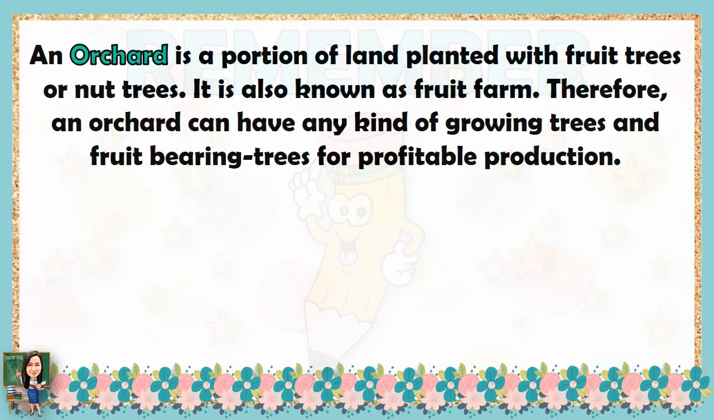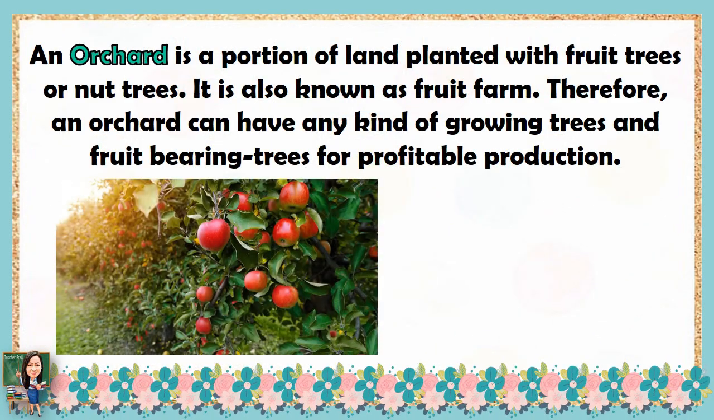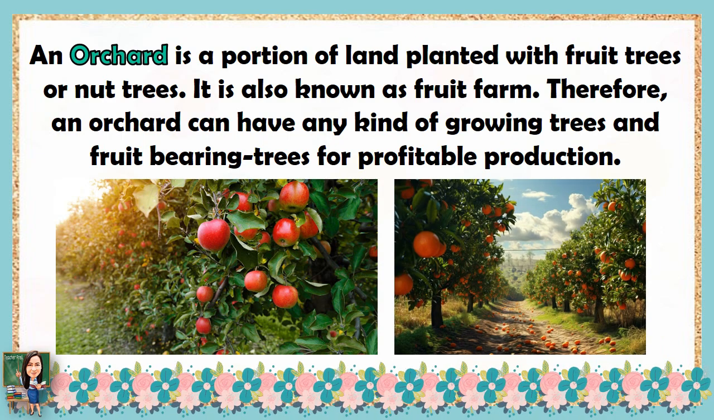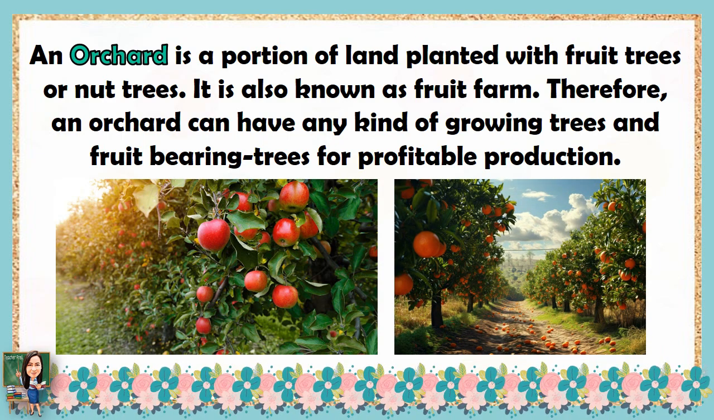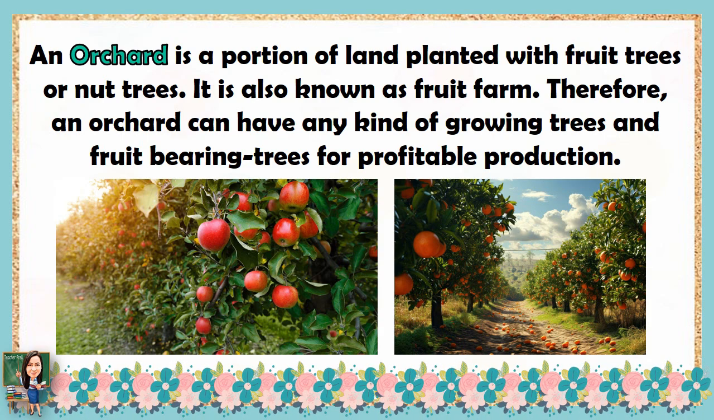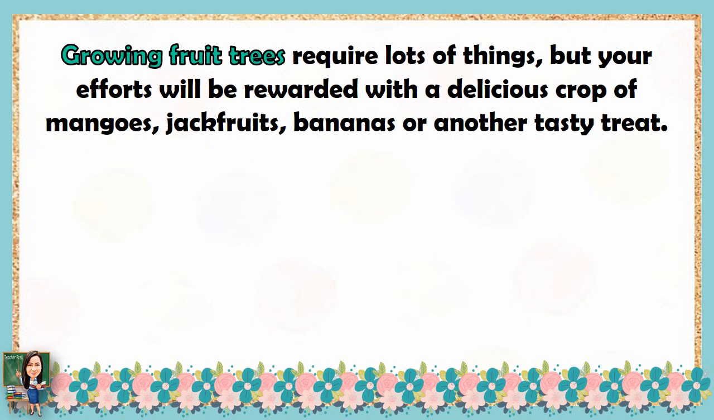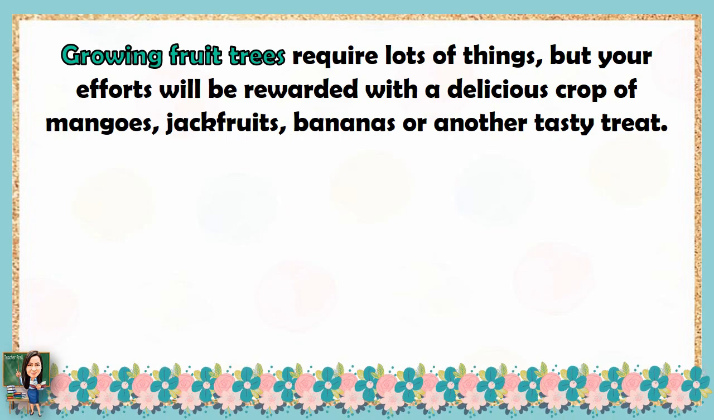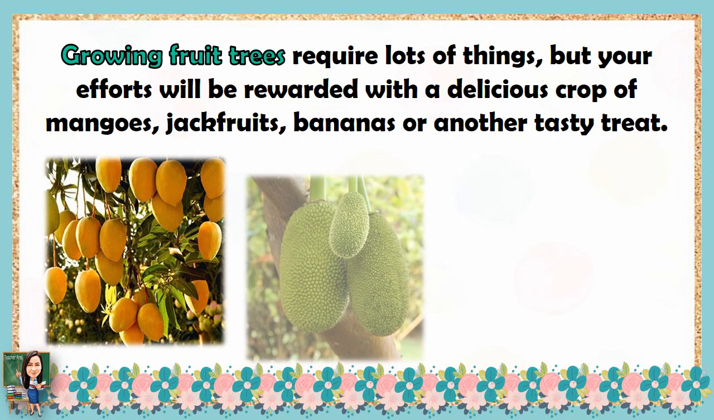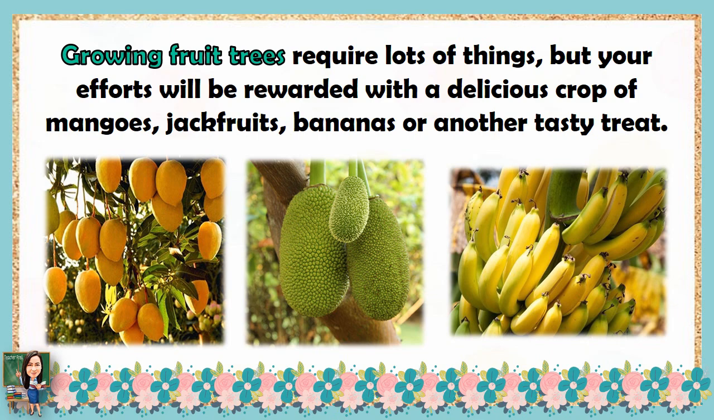Remember, an orchard is a portion of land planted with fruit trees or nut trees. It is also known as fruit farm. Therefore, an orchard can have any kind of growing trees and fruit-bearing trees for profitable production. Growing fruit trees require lots of things, but your efforts will be rewarded with a delicious crop of mangoes, jackfruits, bananas, or another tasty treat.